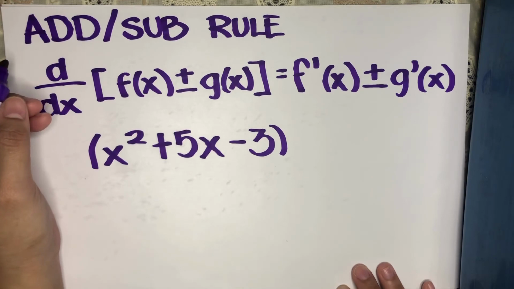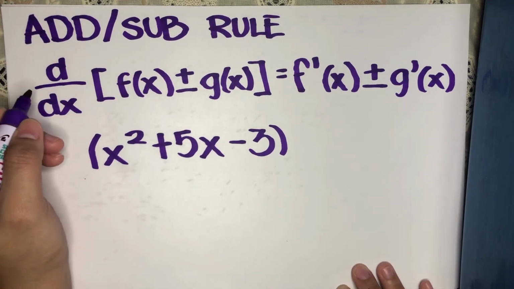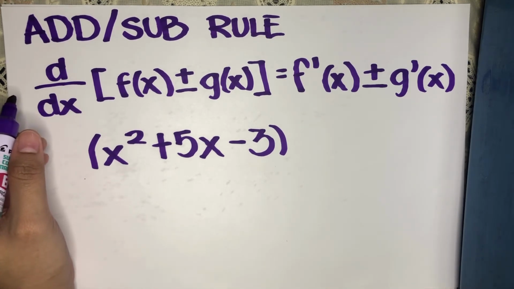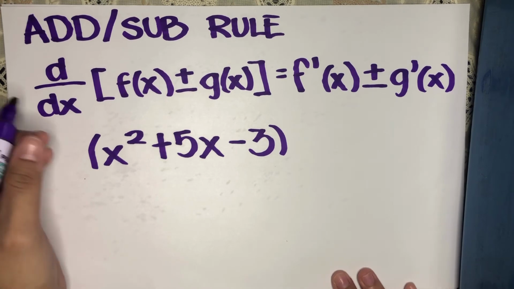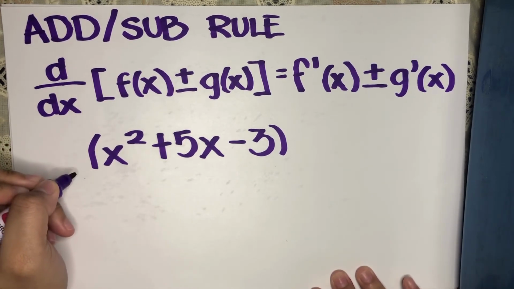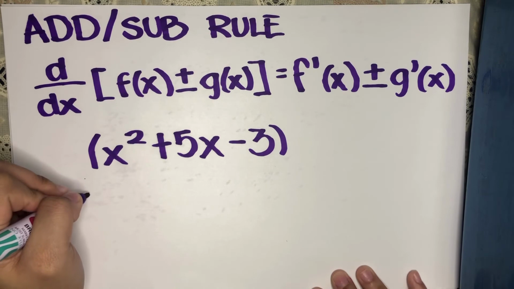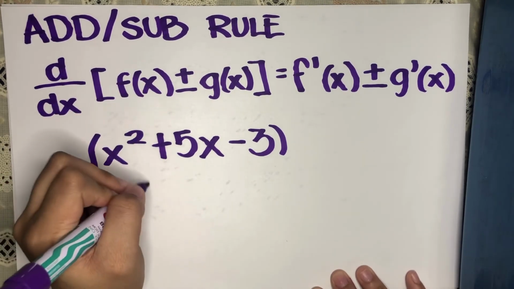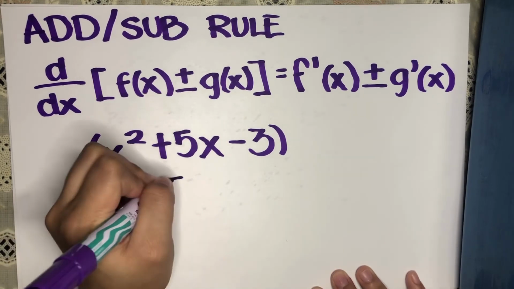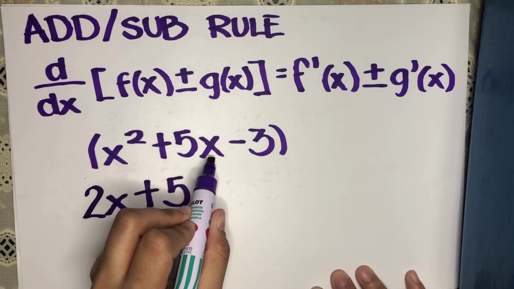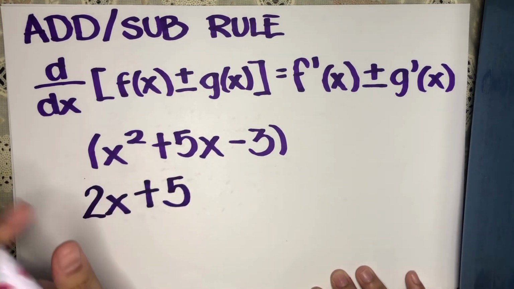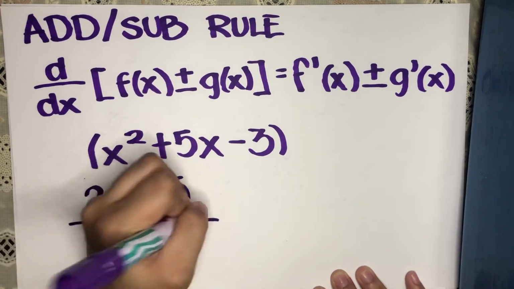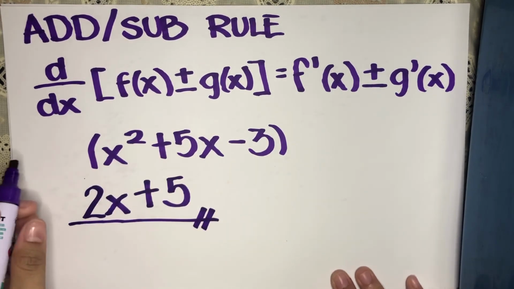The first thing that we need to do is solve for the derivative of each term using the power rule. So the exponent of x squared is 2. So we need to copy it and put it at the front of x. So it becomes 2x plus 5, because the exponent of x is equal to 1. So we don't need to put it at the side of the x. So this is the final answer for the addition and subtraction rule.